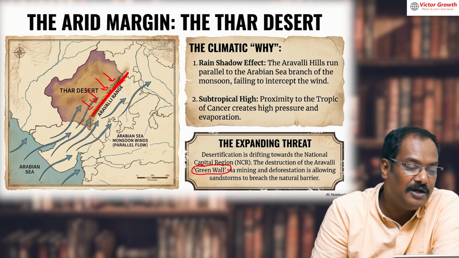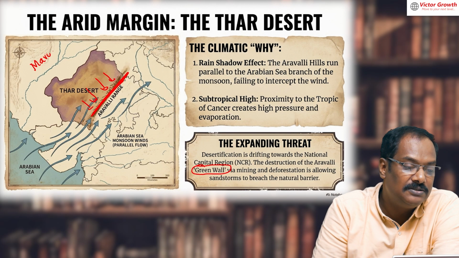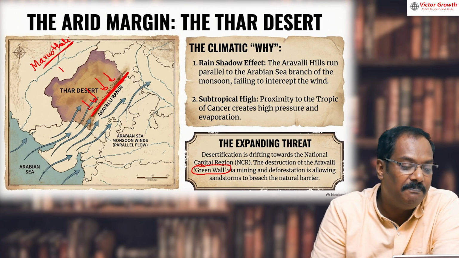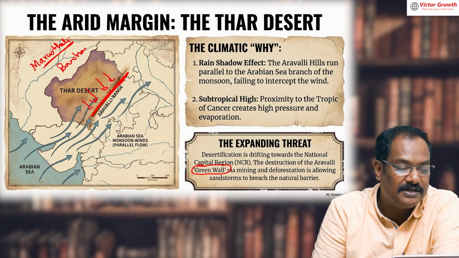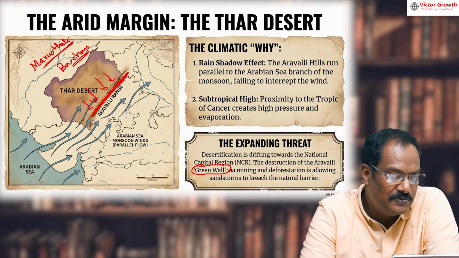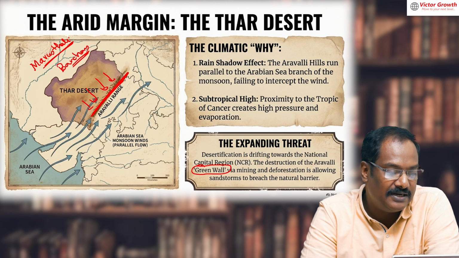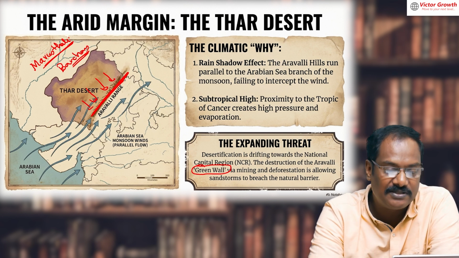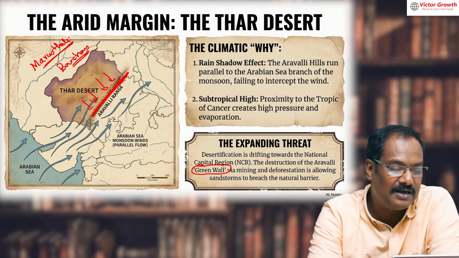Now here, there is a word called Marustali. Write down this word. Marustali means proper desert. Then Barchans. Barchans means crescent-shaped sand dunes. That is also the Thar Desert. But once upon a time there was a good civilization there. Okay, Thar Desert is also there.